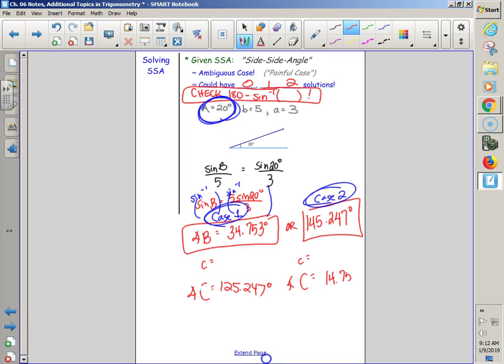14.753. But long story short, and why this is a possible solution, and we're going to have to give both because both are valid, is that both of these angles, the one gotten by sine inverse and the one gotten by 180 minus sine inverse, could add to 20 and get a third angle and make a possible triangle with this piece of information.